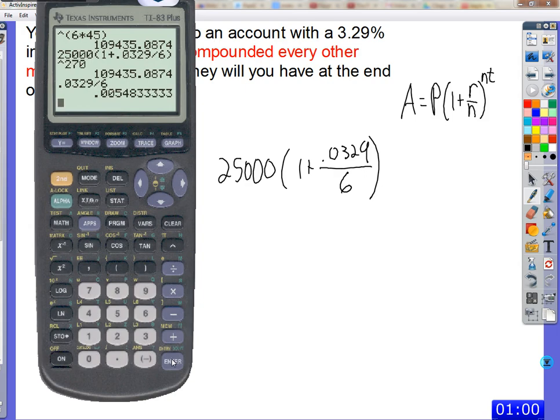So you're getting half a percent every other month. You put your money in there January 1st, come February, probably the 28th, you get half a percent of your money added on to your $25,000. How are we going to do that? We're just going to take 1 plus that number, 1.005.